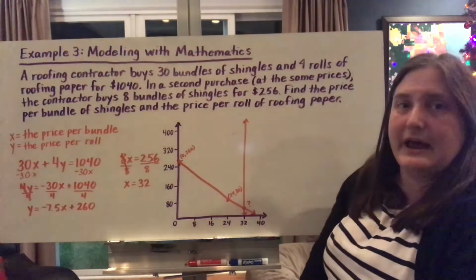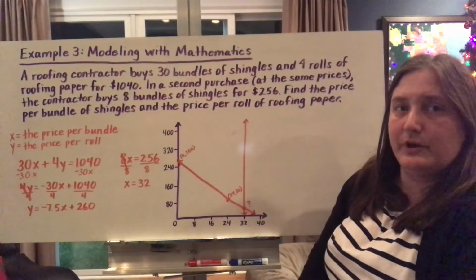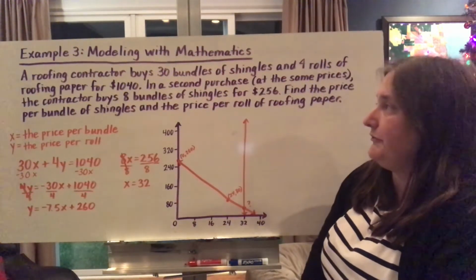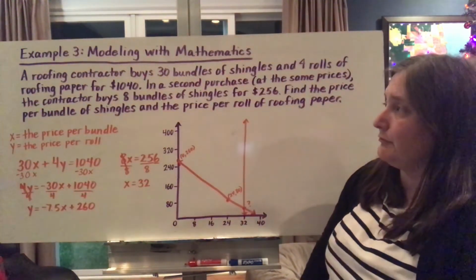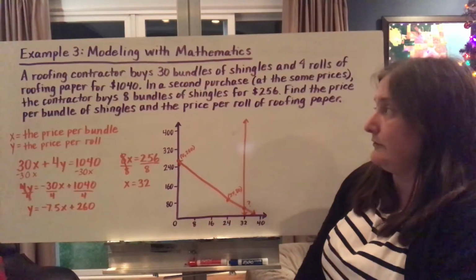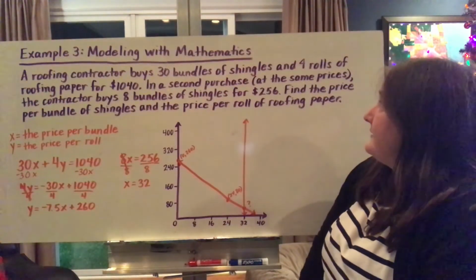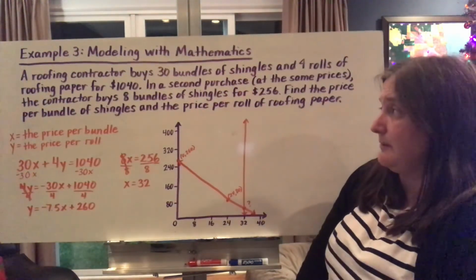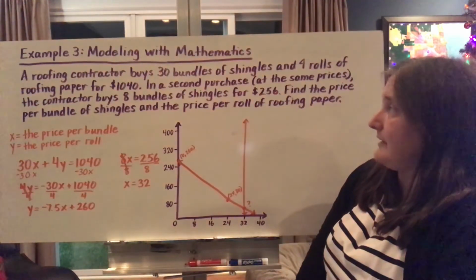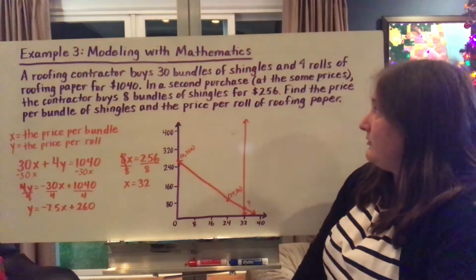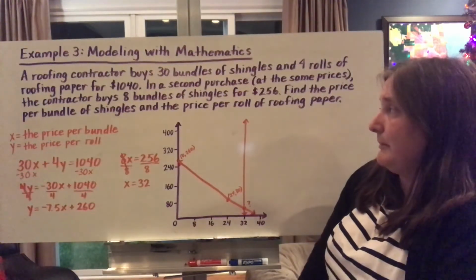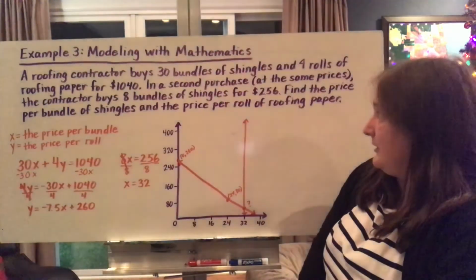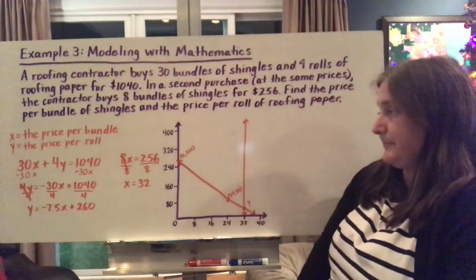All right, so for our last example, we're going to look at a real life example. A roofing contractor buys 30 bundles of shingles and 4 rolls of roofing paper, and his total is $1,040. In his second purchase, everything is the same price. The contractor buys 8 bundles of shingles, and it costs him $256. And they want us to find the price per bundle of shingles and the price per roll of roofing paper.